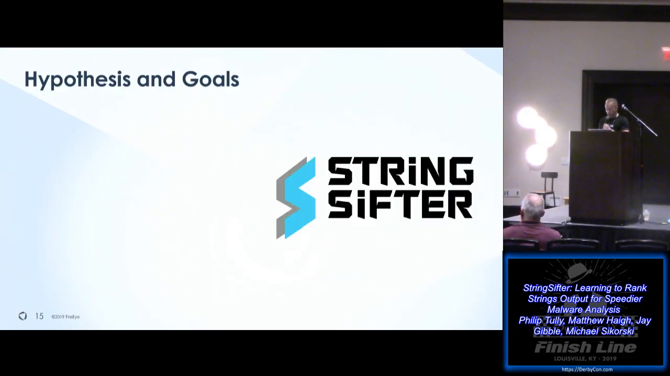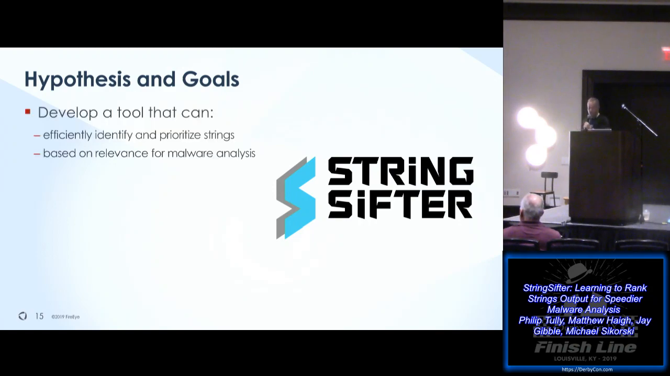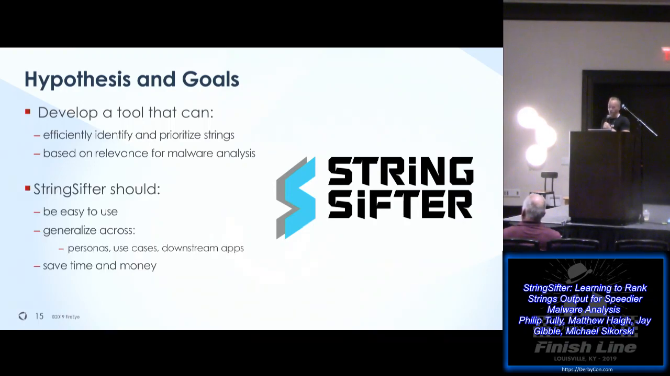So that brings us to the goal that we're trying to achieve with String Sifter. The idea is to develop a tool that can identify and prioritize these strings in order of relevance for malware analysis. We want to do that in a way that's easy to use, that can generalize across all users, with just a couple keystrokes, and ultimately the goal of all this is to save time in malware analysis. So how do we do this?